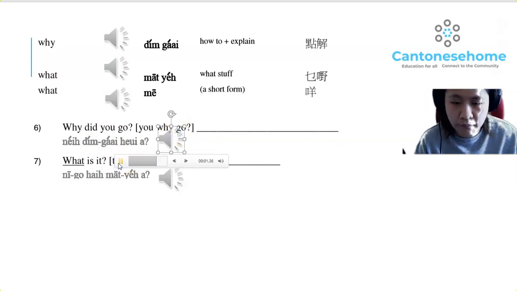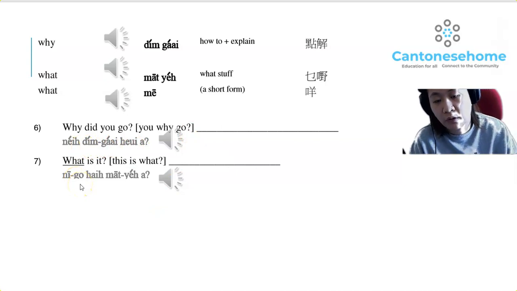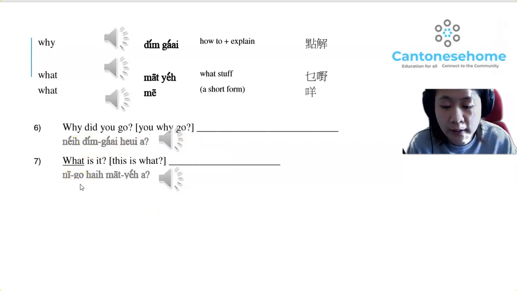你點解去啊? 點解去 is why go. 你點解去 is why you go. We always put the subject in the front, not in other places. 你點解去啊? Why go? You why go? From the Patreon, get the PDF, this PowerPoint.